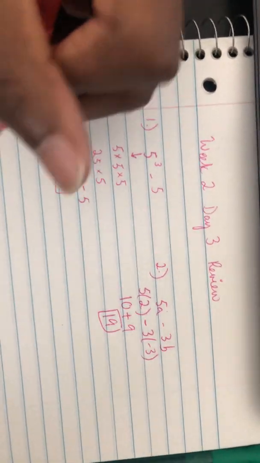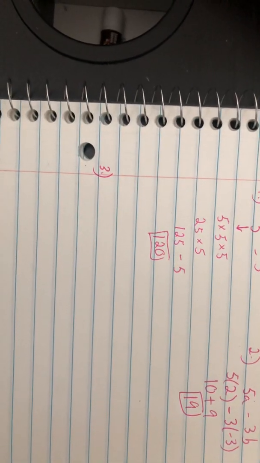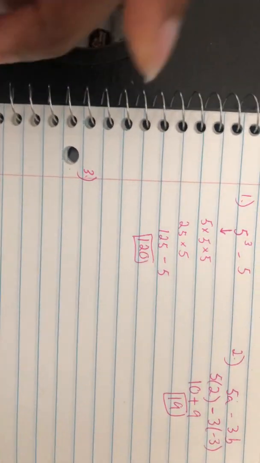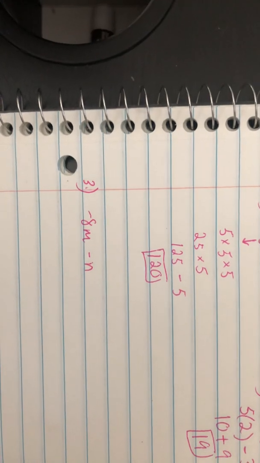Number 3. Okay. So let me scroll down a little bit. So it says, what is the value of the expression when M equals 7 and N equals negative 11? So we're going to rewrite the problem. Negative 8M minus N. Okay, so now we have negative 8 times 7 minus, and then N is negative 11.